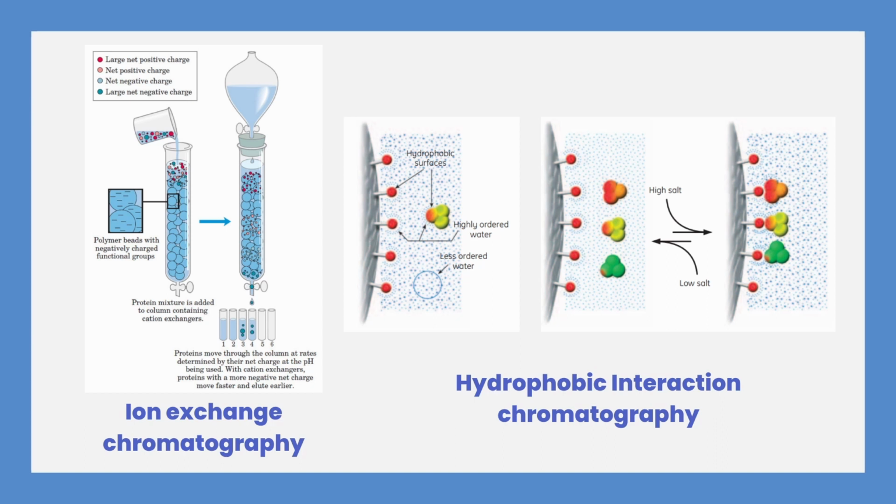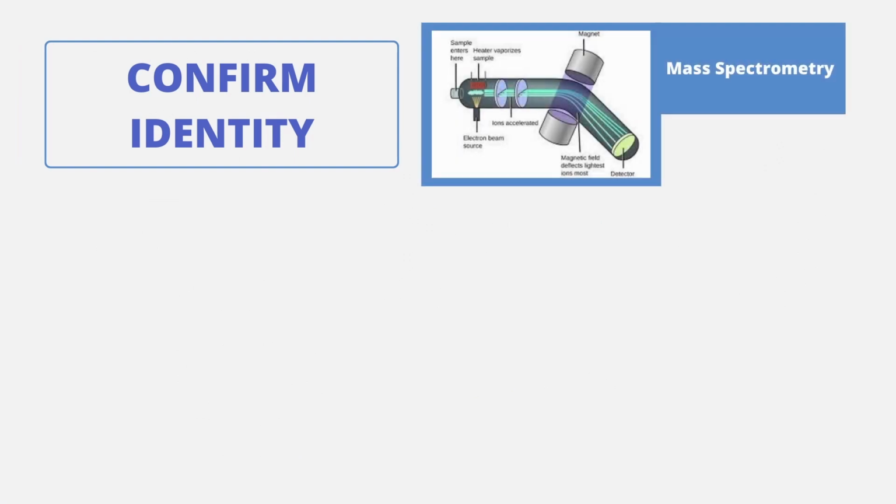These techniques are commonly used for highly specific protein purification to ensure that unwanted impurities or contaminants are removed. To confirm the identity and purity of the expressed protein, techniques like mass spectrometry are used, which measures the mass-to-charge ratio to calculate the exact molecular weight of the sample components.